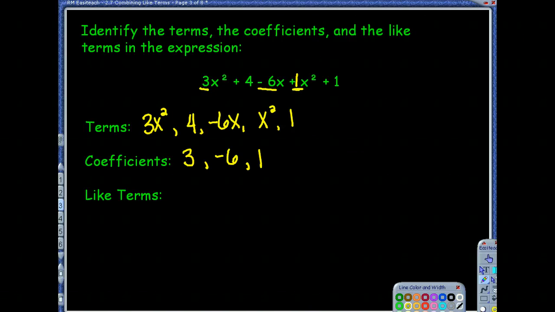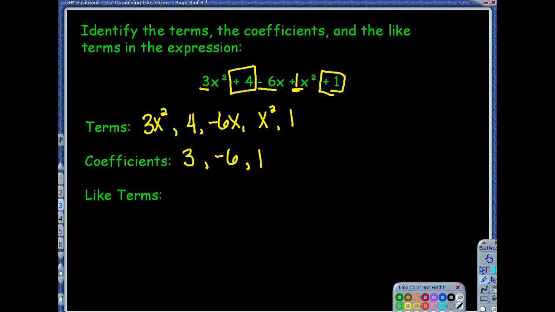I just want to clarify that this is our 1. This 1 is a constant at the end. So that is not going to be a coefficient because it does not have a variable with it. Like term, and again, 4 is the same way. 4 is not a coefficient because it doesn't have a variable with it either.